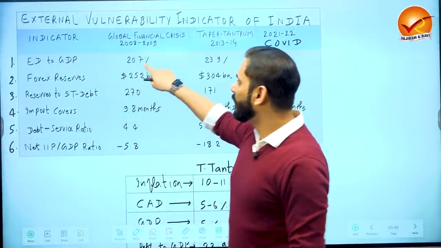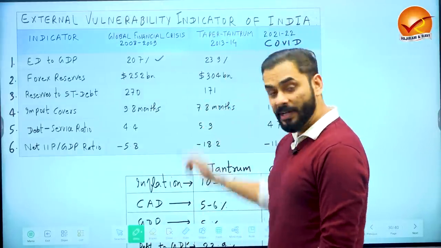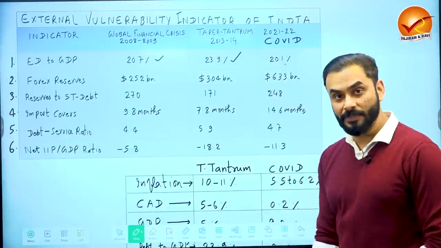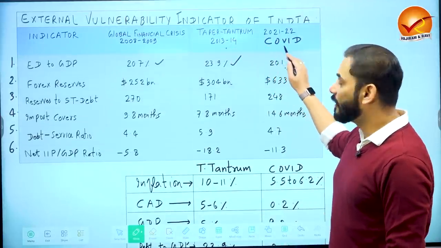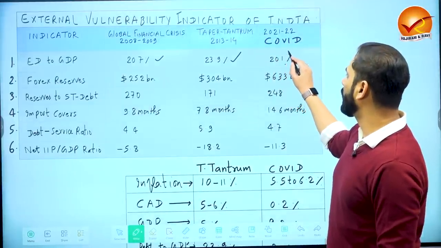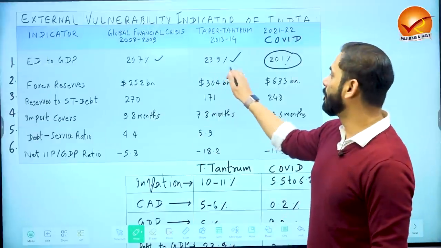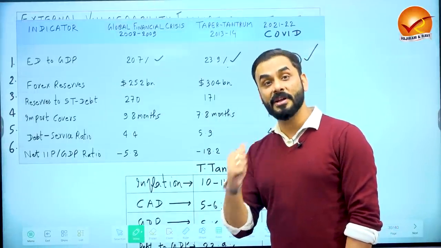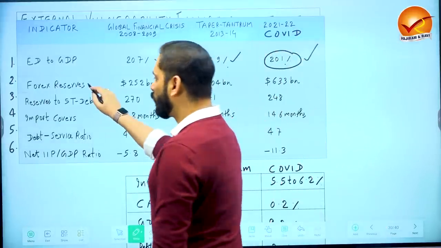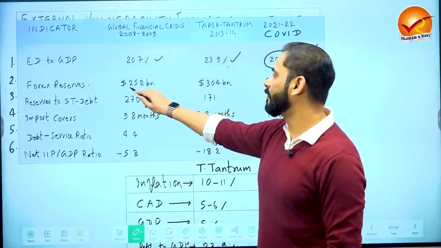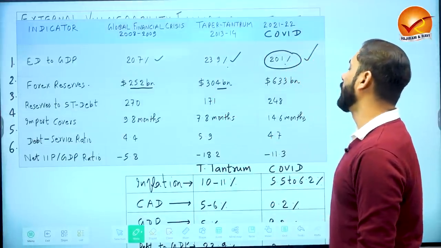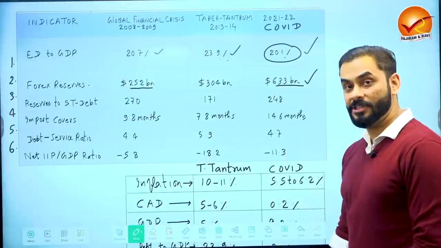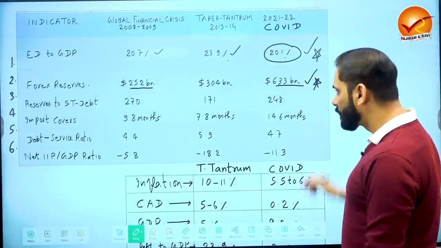So external debt to GDP ratio of India during the global financial crisis was 20.7%. Taper tantrum, 23.9%, COVID, 20.1%. If you compare taper tantrum and COVID situation, you would see that our external debt to GDP ratio is in a good position. Currently we are doing better. We are able to face the crisis-like situation in a much better manner because our debt is lower. If you look at forex reserves, during the global financial crisis, forex reserve was $252 billion. Then taper tantrum, $304 billion. And currently $633 billion. So yes, if you compare taper tantrum with COVID crisis, our forex reserves are also good. So I'll put a star over here that yes, we are doing good.